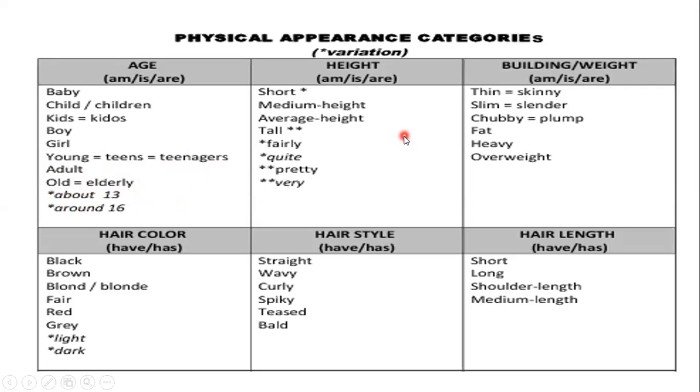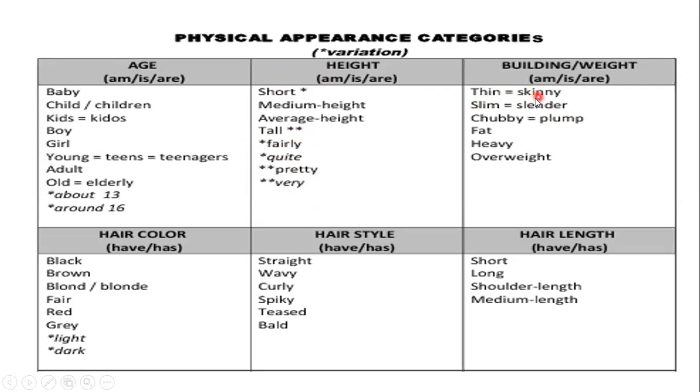For height, usted dice, I am short, I am medium height, I am average height, I am tall. Y puede usar palabras como, por ejemplo, para short, fairly short, ¿verdad? Un poco bajito. O puede decir quite short, ¿verdad? Este asterisco tiene relación con este. O puede decir pretty tall, ¿verdad? Alto, un poquito alto. O very tall, bastante alto, muy alto.